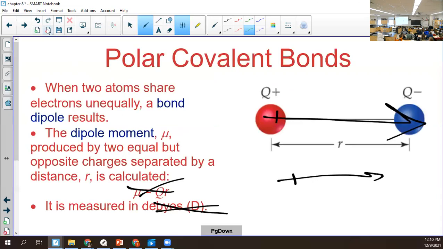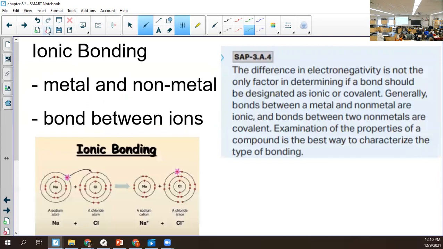Okay, moving on. We are now at ionic bonding, which we've already talked a lot about, so it shouldn't be anything too new. But ionic bonding, and we just said it, is between a metal and a non-metal. That's your number one indicator that you have an ionic bond. There's really only one time you have an ionic bond and there's not a metal present.